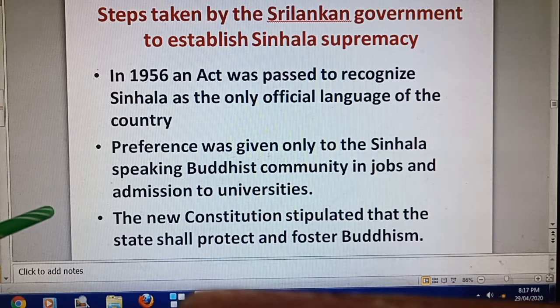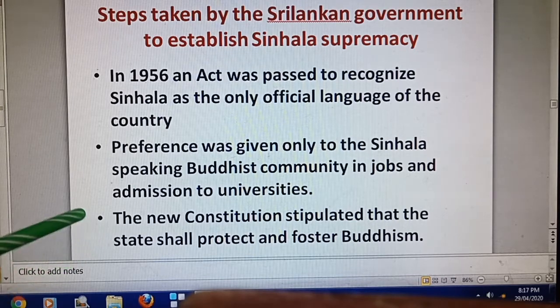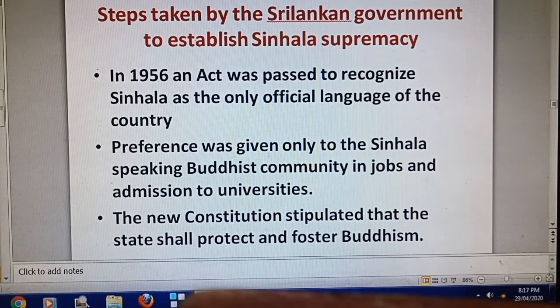Third, the new constitution stipulated that the state shall protect and foster Buddhism. नए constitution में ये clearly mention कर दिया गया कि the state means the government would protect and foster Buddhism. Government Buddhism religion को protect करेगी और उसको spread करने के लिए हर कोशिश करेगी.